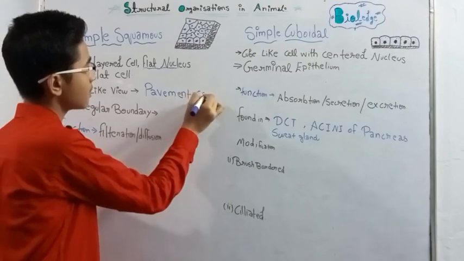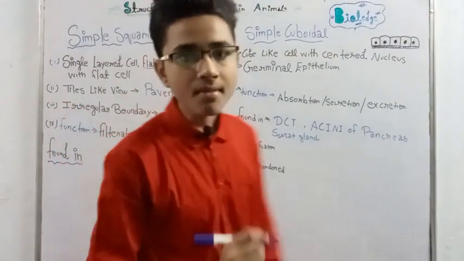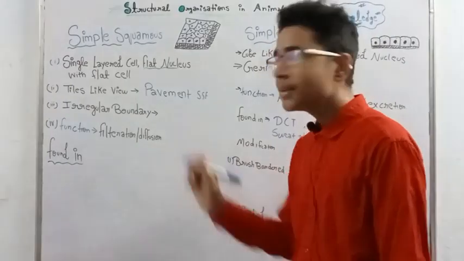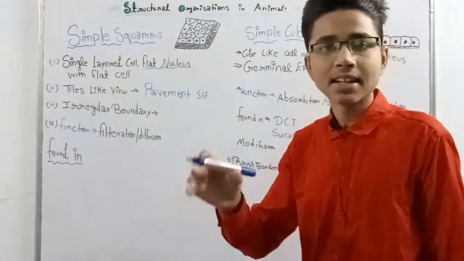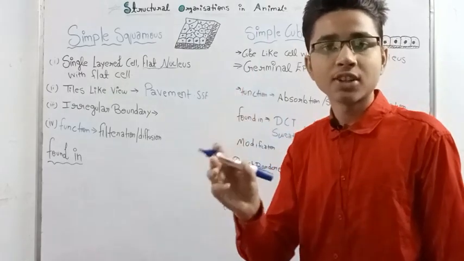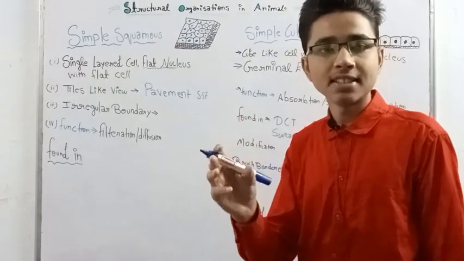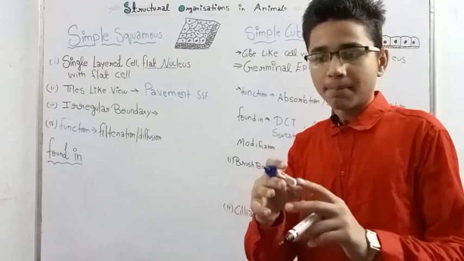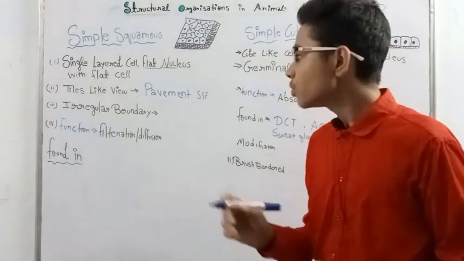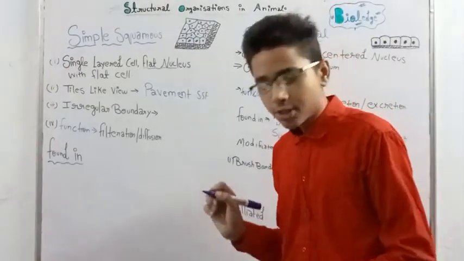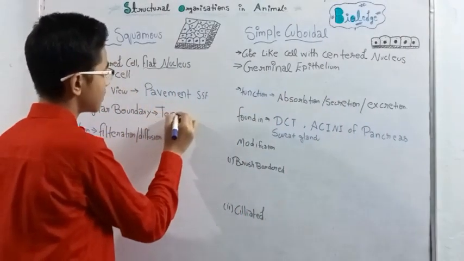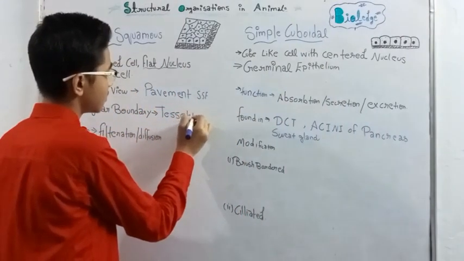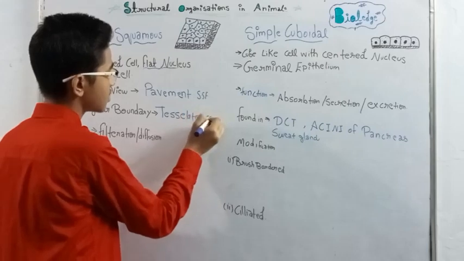Pavement simple squamous epithelium. Next thing is that they have an irregular boundary. Their boundaries are not fixed. Their boundary is not in a cuboidal form or in a tall cylinder form or in a polyhedral shape. So they have irregular boundaries. Due to irregular boundaries, they are termed as tessellated simple squamous epithelium.